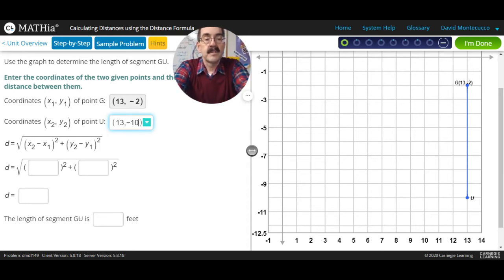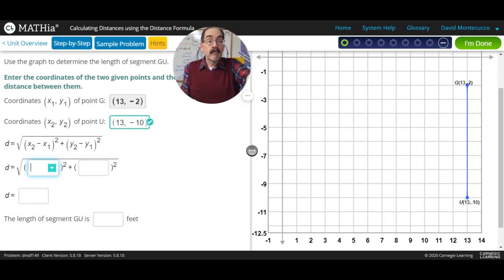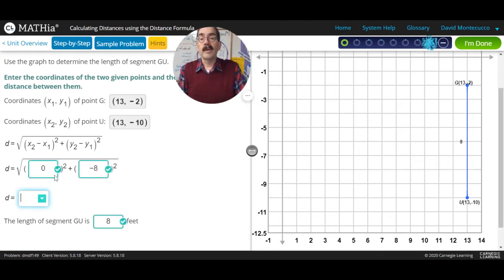Now you're going to notice, why do we have to do all this fancy math when we could just count it? From 13 to 13, there's no run. It's all rise. From negative 2 to negative 10, that's 8 units. The answer is 8, right? So we could go down here and put an 8 in, okay? But it wants you to think about the theory, okay?